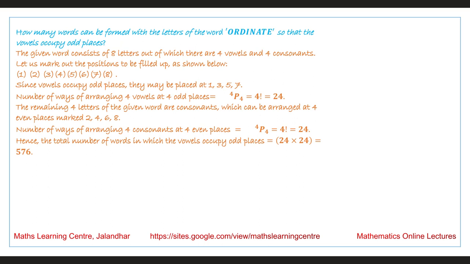Next is how many words can be formed from the letters of the word ordinate so that vowels occupy odd places. So the vowels we have over here, they are O, I, A and E. So there are total 4 vowels and 4 consonants.